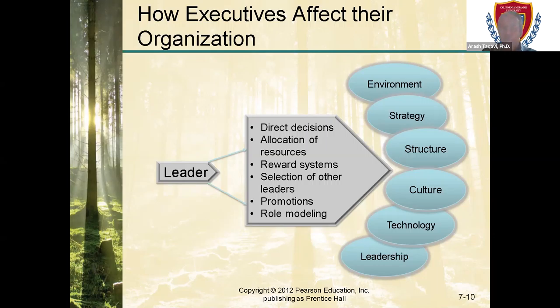So after decision making, which decisions are more important? The second part in the six areas is the proportion of every resource, environmental resources, leadership resources, and other areas: allocation of resources. The third part is the reward system.